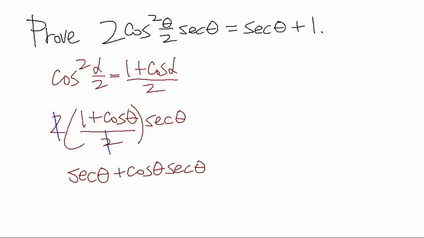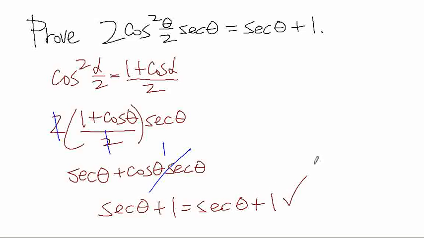But the secant of theta is the reciprocal of the cosine of theta. So that product is just 1. So the left side is equal to the secant of theta plus 1, which indeed is equal to the right side, which is the secant of theta plus 1. Okay? And so let's close with one involving the tangent function.